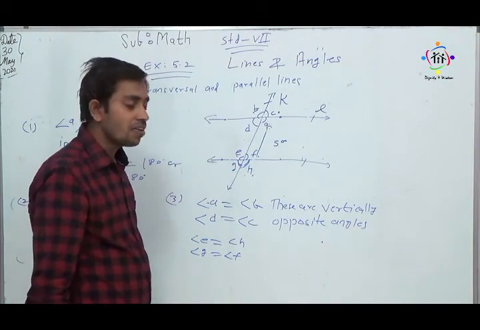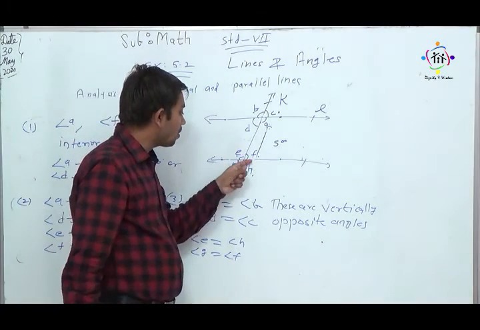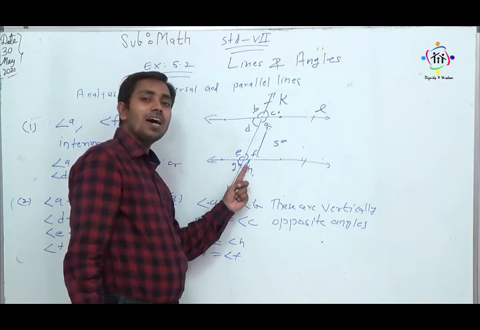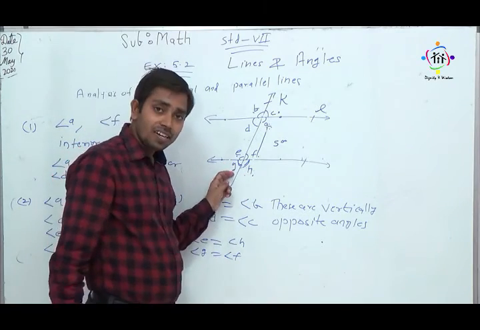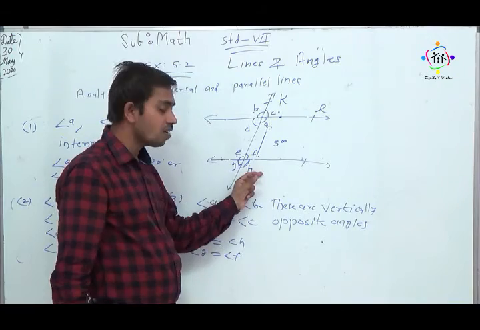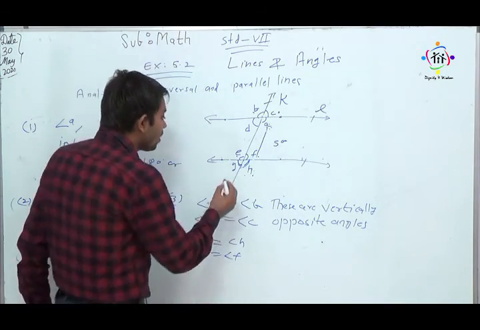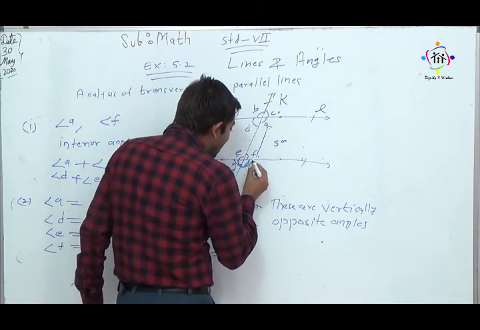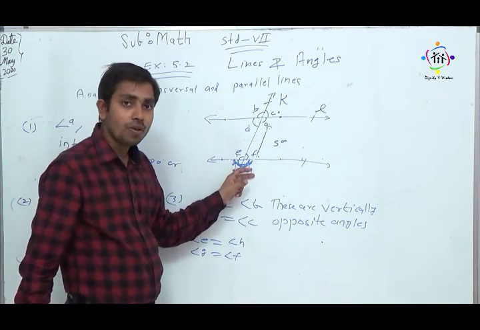Why adjacent? As I told you in the earlier lecture, what is meant by adjacent angles? When angles have a common vertex and one common arm, and the other angle lies on either side, they are called adjacent angles. So here angle G is adjacent to H, and the sum will be 180. Why? Because it is forming a linear pair. So the sum of these two angles will be 180.